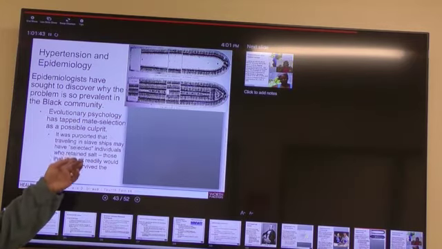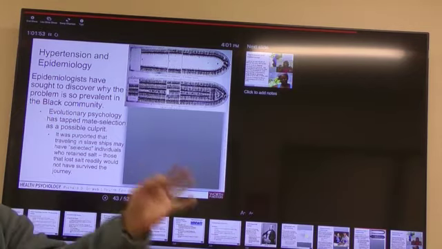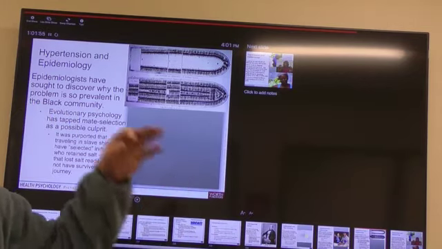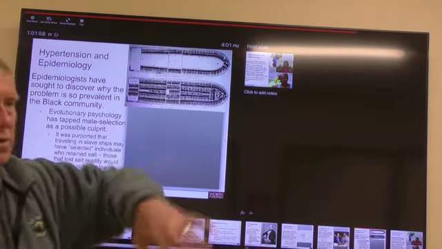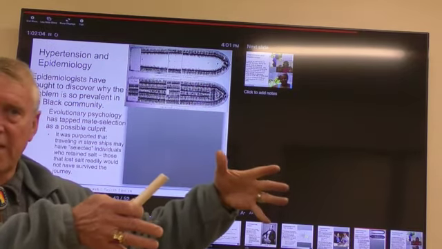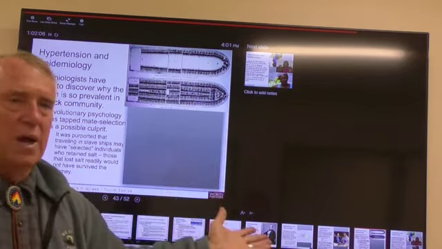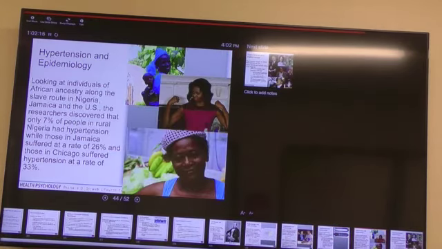So the idea was, the only individuals that made it over here were the individuals who retained salt, the individuals who were susceptible to high blood pressure. If you go to Africa, they don't have the same level. If you go to Nigeria, you go to the Gold Coast, what used to be the Slave Coast. This is where all the slaves came from. They don't have the same high blood pressure that we have in the United States.